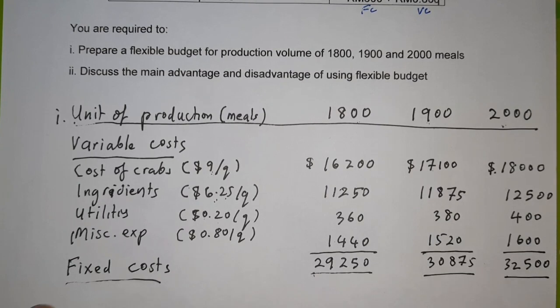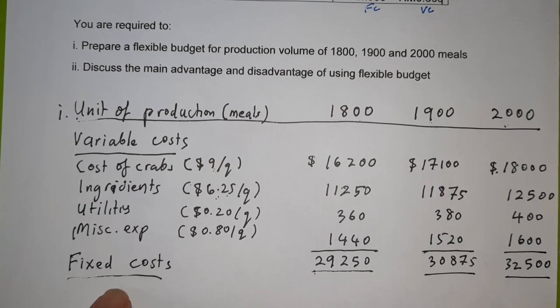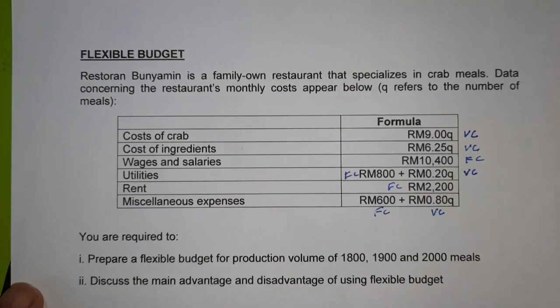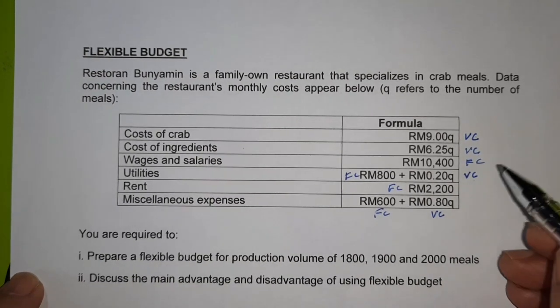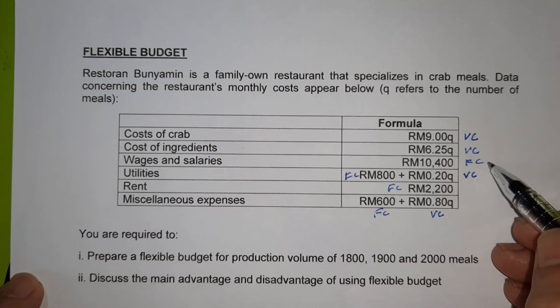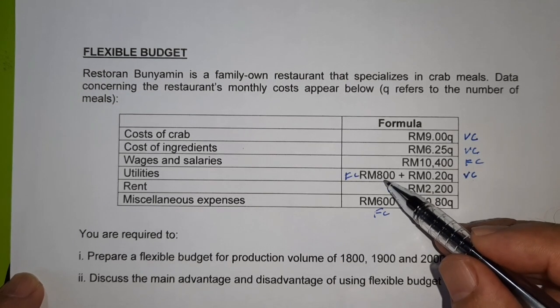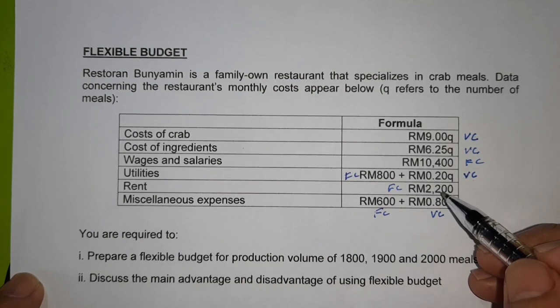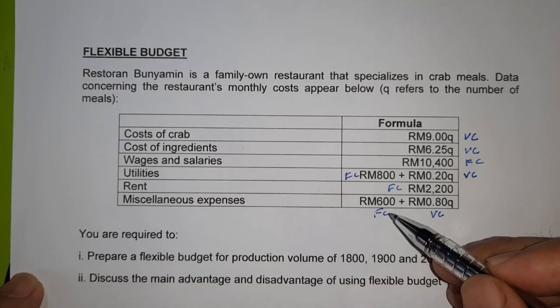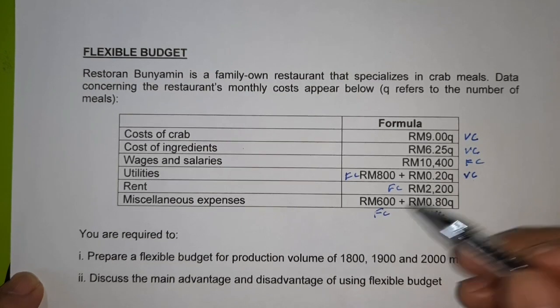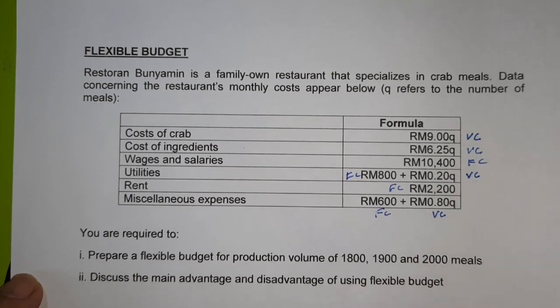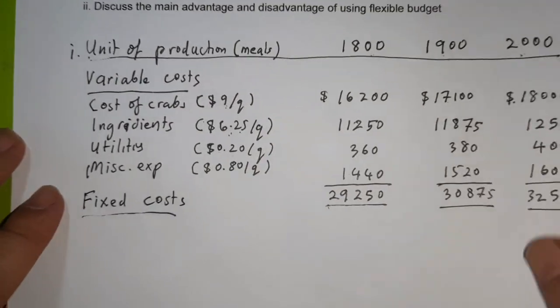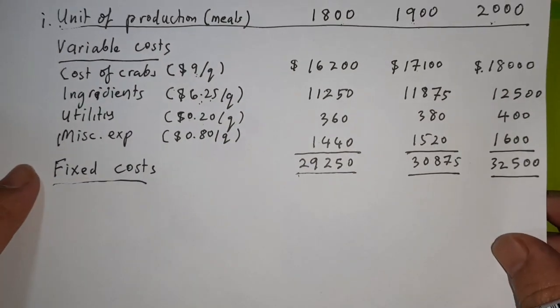And then the second thing is you have to list all the fixed costs. So remember here, you have identified all the fixed costs. The first fixed cost is the wages and salaries, and then utilities has a fixed component, rental is a fixed cost, and miscellaneous expense has a fixed component of 600. So you have to show this cost in the flexible budget.